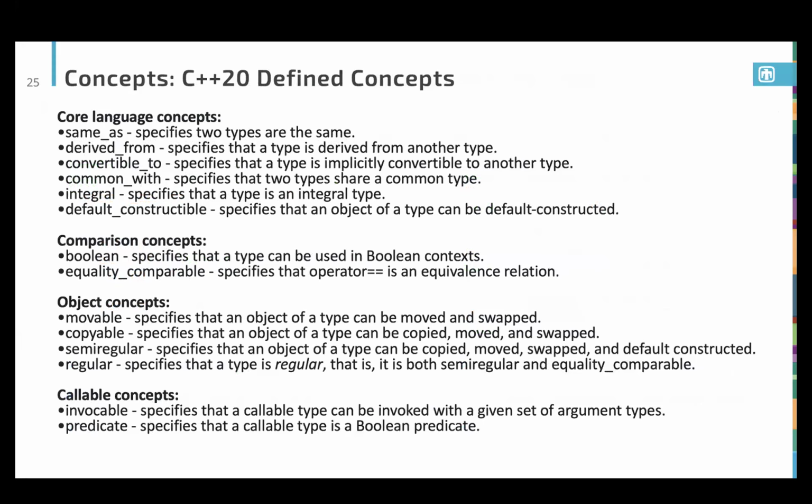There's a bunch of concepts in C++20. Most of those are kind of correlated to type traits and whatnot. You can look at that. I would expect that many of these are more useful for very low-level libraries like Kokkos than implementing complex data structures than most HPC code. But there are some.